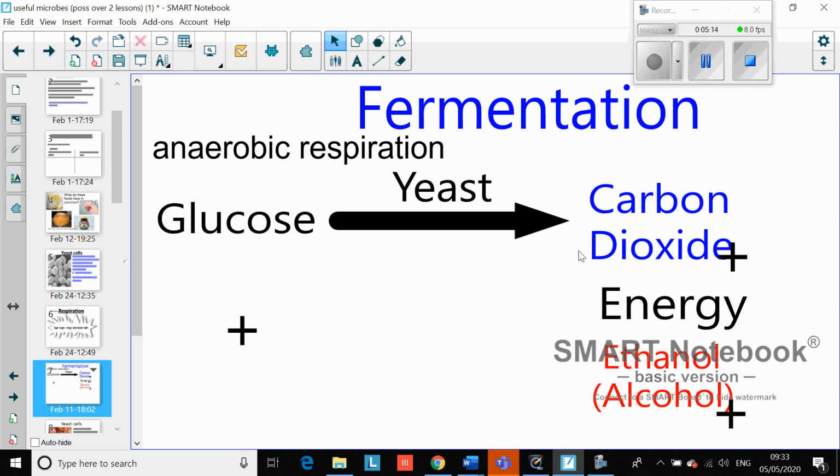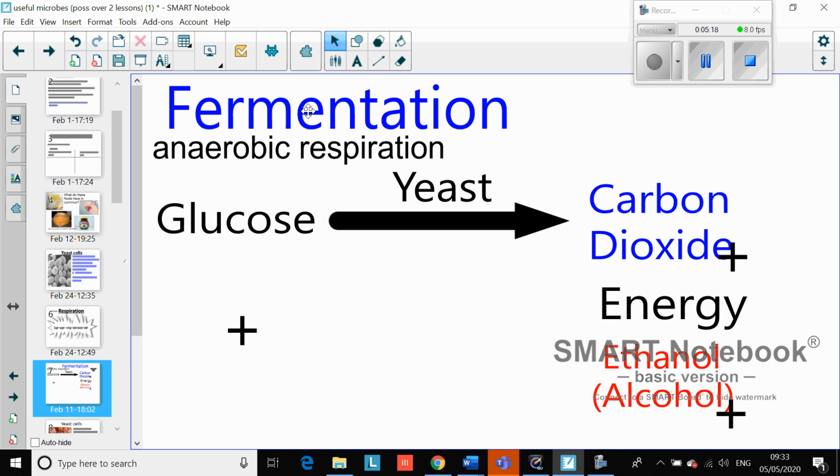So once again, can you pause the video and just draw this in? Okay, so fermentation is a type of anaerobic respiration, and it's glucose used without oxygen to give us carbon dioxide, alcohol, and a little bit of energy. So pause the video and do that now, please.